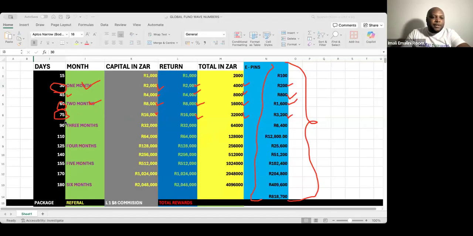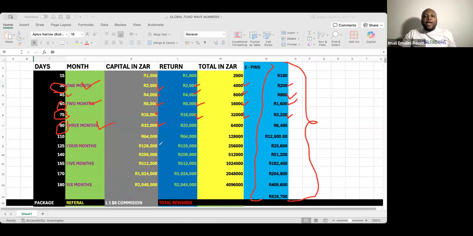Ladies and gentlemen, 90 days, 3 months, 32,000. Now, this is a global community, a stock fair. This is a stock fair whereby we are uplifting one another. It's simple. After 15 days, you double your funds. Done. No issue there.